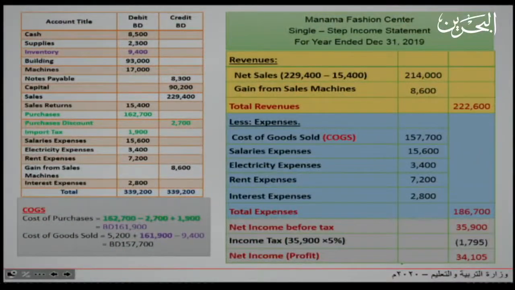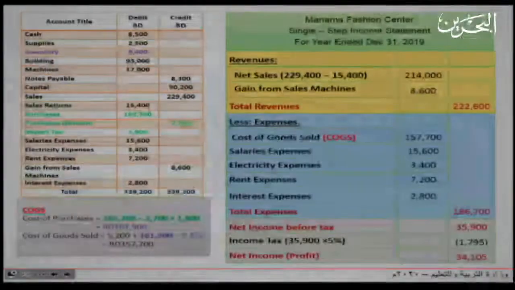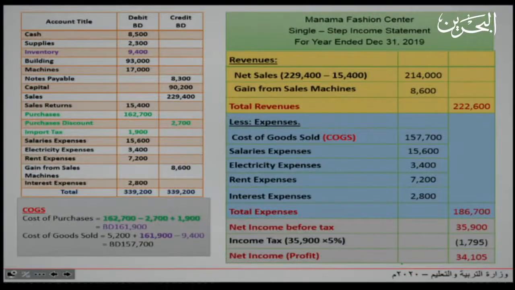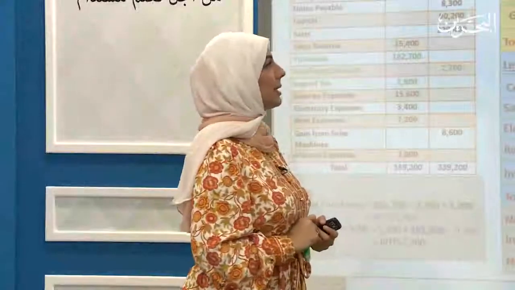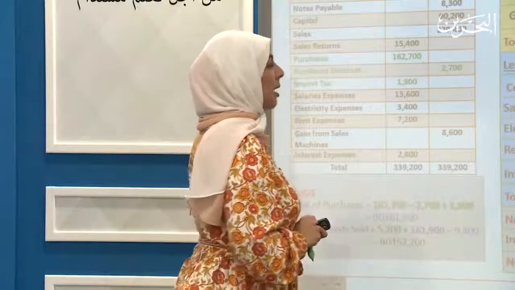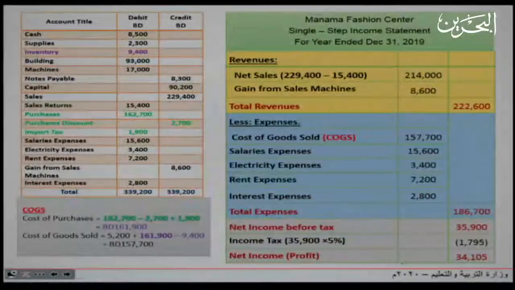Shifting to the second requirement. How can I prepare the single step income statement for the company? Looking at the data I have for this company, the single step income statement is simpler compared to the multiple step income statement. I will start with the single step income statement with the revenue section.